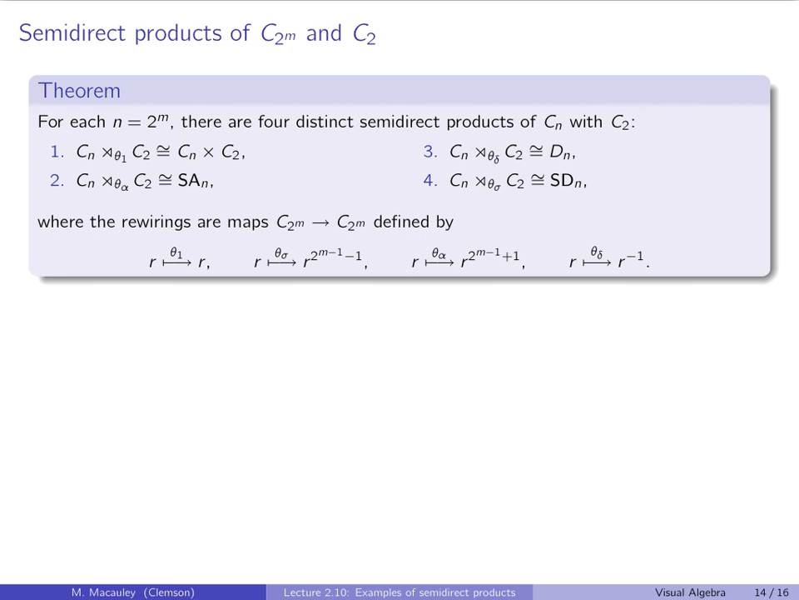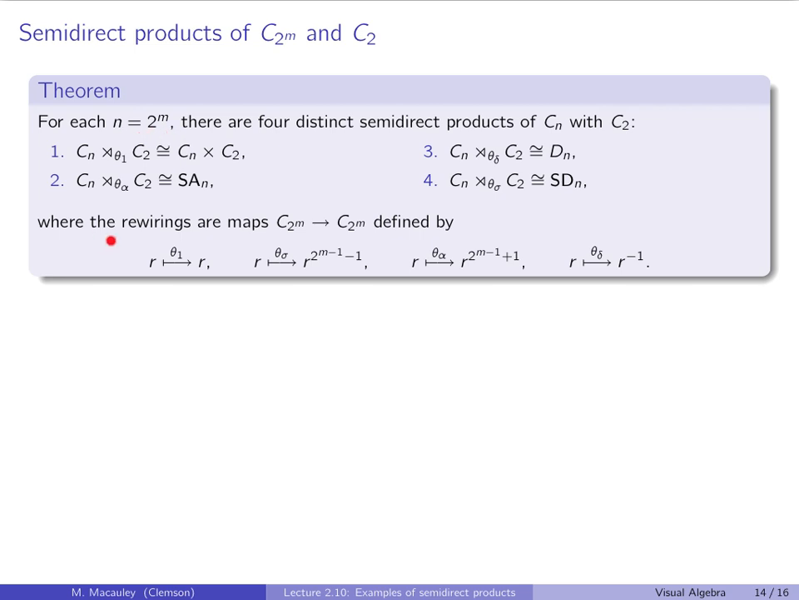A few lectures ago, I said that if n was a power of 2, then there were 4 non-abelian groups of order 2 to the n plus 1, equivalently, that had an element of order 2 to the n, this big red cycle that took up half the nodes. And those were the dihedral, semidihedral, semi-abelian, and then we actually had the generalized quaternion group. Well, that was not a semidirect product, but if we kick that one out and replace this abelian group in here, now we have a related theorem that says there are 4 distinct semidirect products of C to the n with C2 when n is a power of 2.